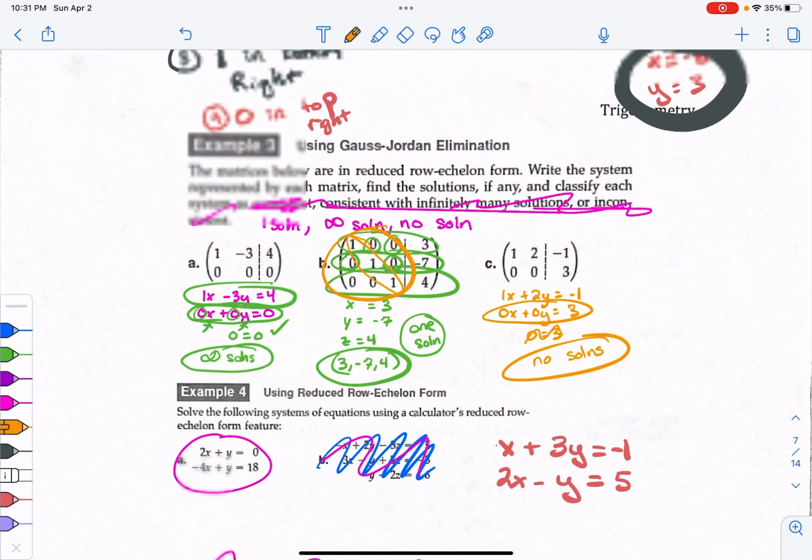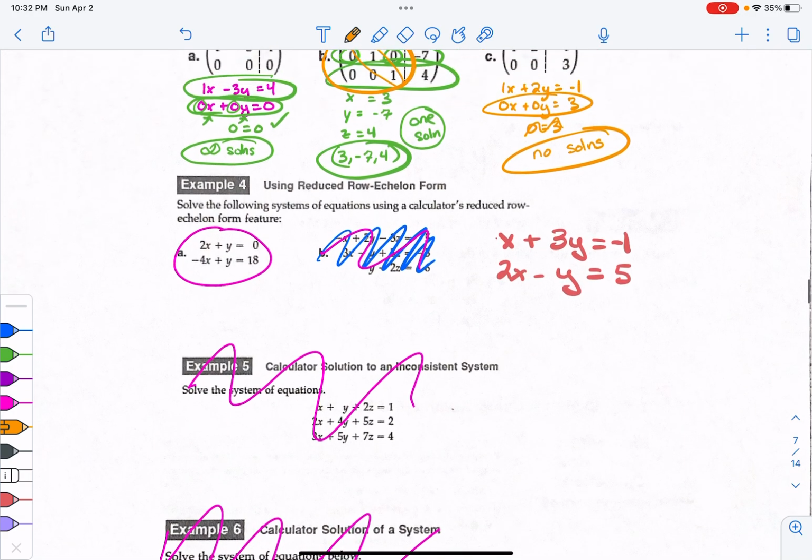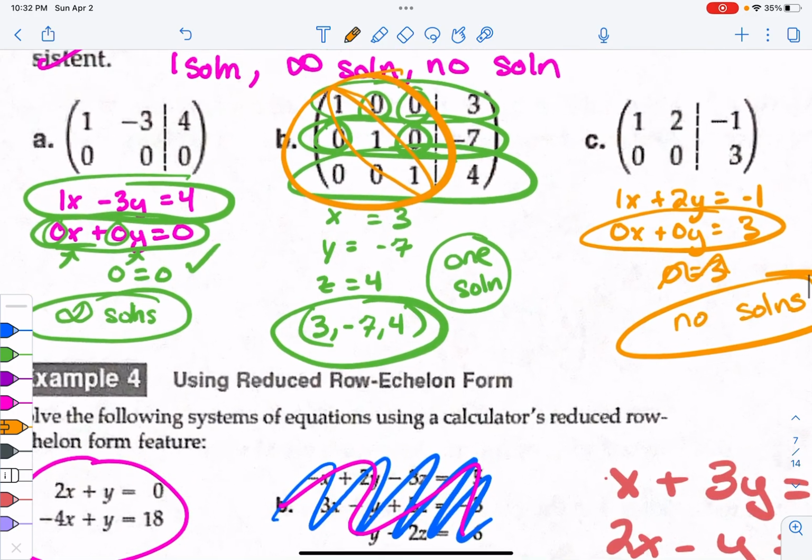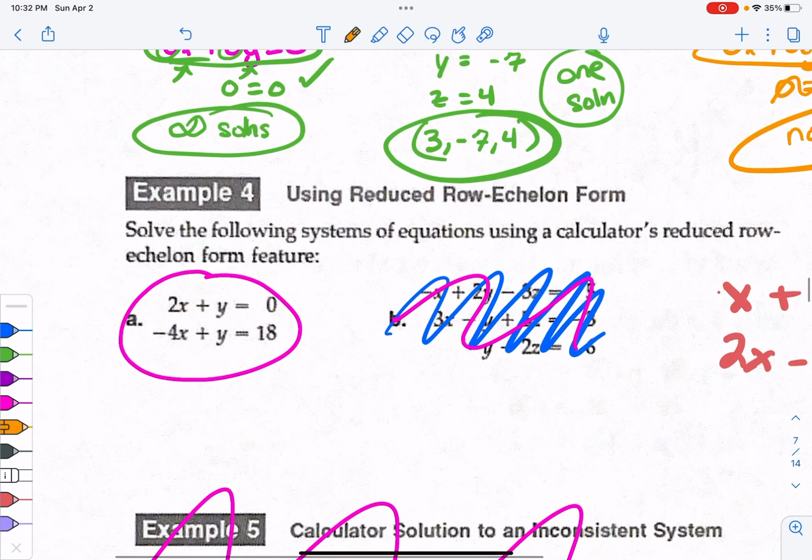So that's kind of what they're asking for on the ABC part. You have a couple questions like that, or similar to that, on your homework assignment, where they're just asking you to tell me what this means, or decipher the answer if this is the solution. So we're going to do some reduced row echelon examples again.